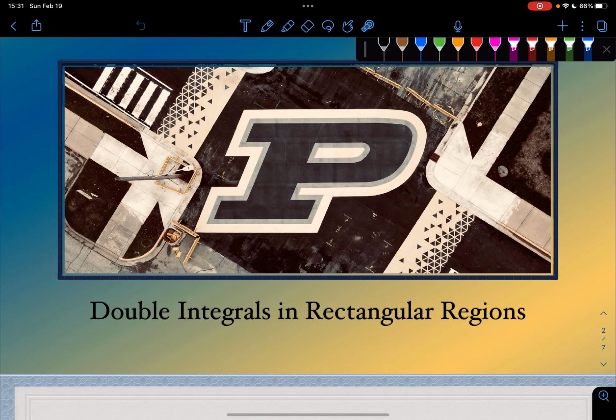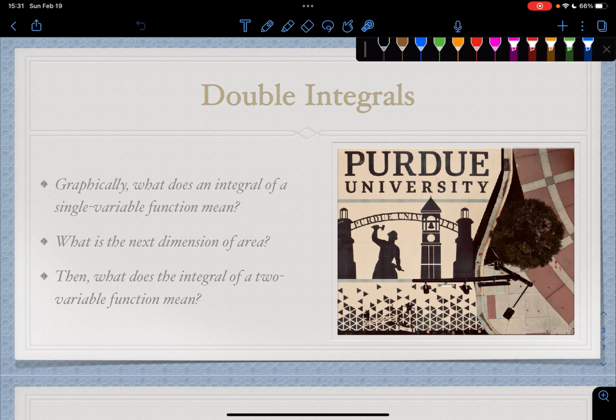And today we're going to talk about double integrals in rectangular regions. To start with, I would like to recall some of your memories about single variable integrals. Graphically, what does the integral of a single variable function mean? I think your calculus teachers have taught you this before. The integral of a single variable function is graphically an area under the curve.